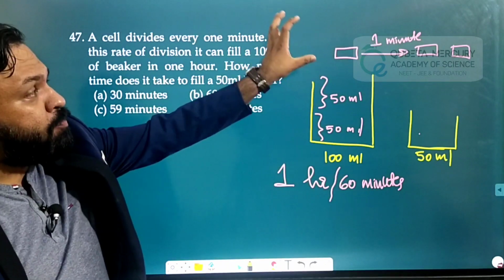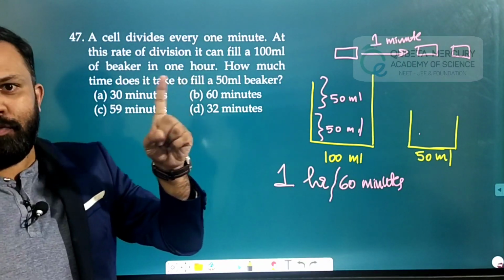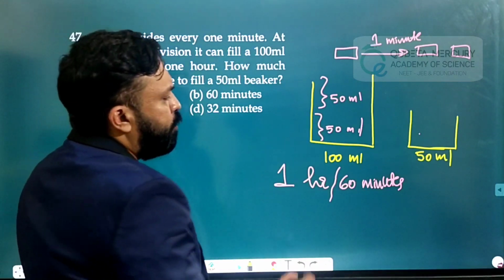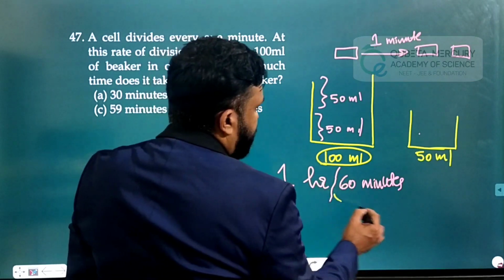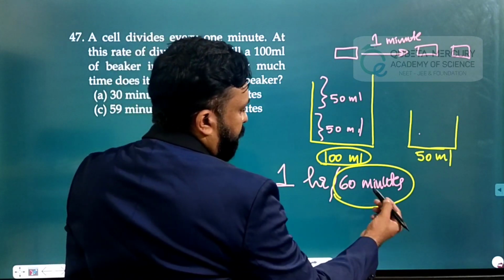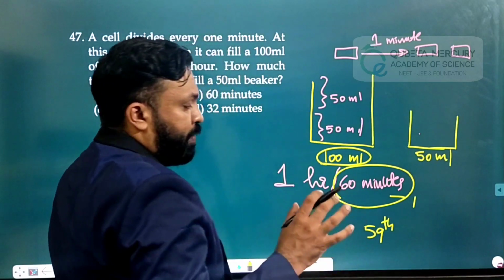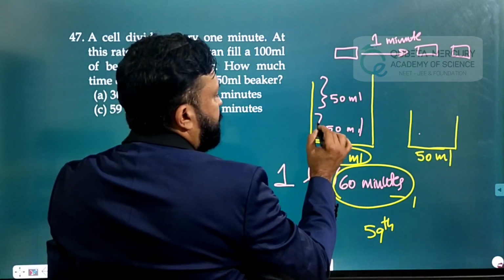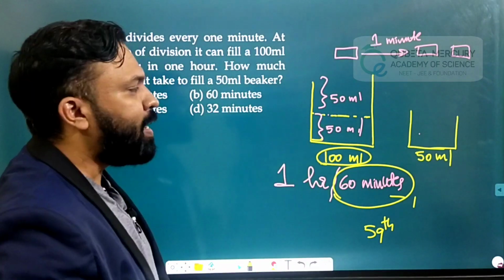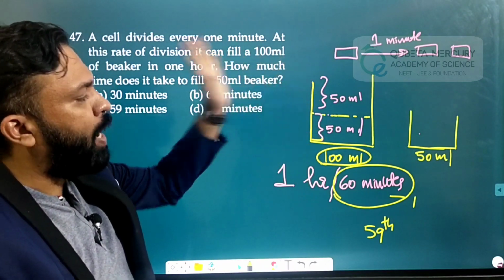The question frame is given here. The bacterial cell divides every 1 minute. For a single division, a single minute alone is required. So in order to fill the 100 ml beaker, 60 minutes are required. That means by reducing a single minute from this, at the 59th minute, the beaker is half filled. That means the beaker is filled with 50 ml. Using a single minute, the 50 ml can be converted into 100 ml.